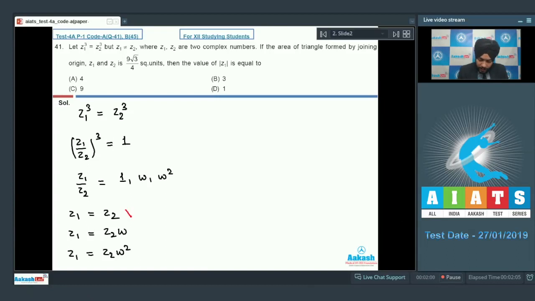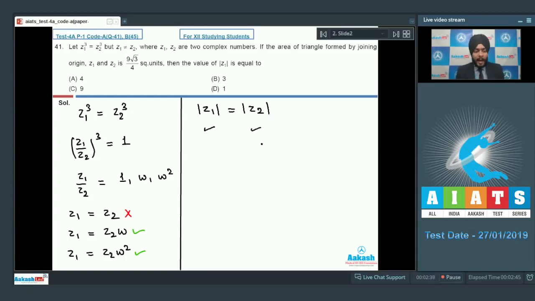According to the question, this option is not possible. So these are the two possible cases. So either Z1 equal to Z2 into omega or Z1 equal to Z2 into omega square. By taking modulus on both the sides, I can clearly say that modulus of Z1 is equal to modulus of Z2 because modulus of omega as well as modulus of omega square is equal to 1. So these two complex numbers are equidistant from the origin, and since Z1 is obtained by multiplying either omega or omega square into Z2, we have to rotate the line joining origin and Z2 by either 120 degree or 240 degree in order to get Z1.